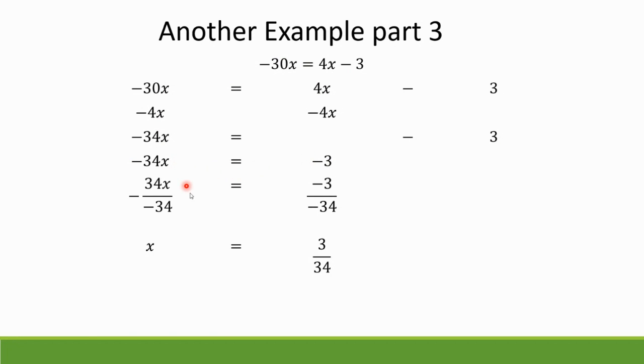Then we divide both sides by minus 34, because again, we want to get x all alone. We don't want minus 34x. We want to know what x equals. All right? So we have minus 34x over minus 34 equals minus 3 over minus 34. We're dividing. What you do to one side, do to the other. And we get x all alone. The minus 34's cancel. And we get x is 3 over 34.